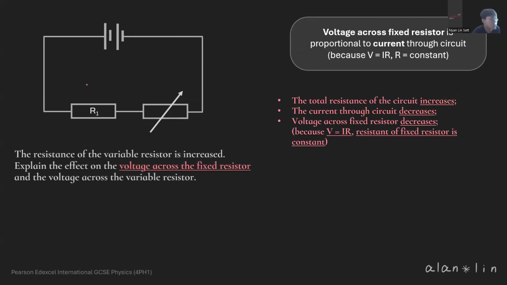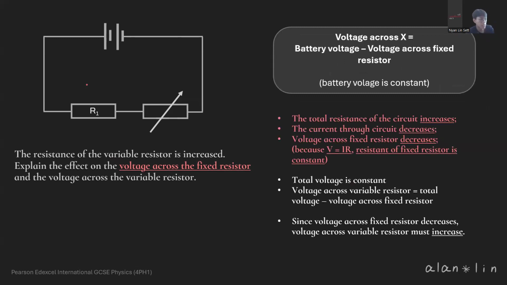What about the second part, the voltage across the variable resistor? Well, we just use the battery voltage. Battery voltage is equal to the voltage across the fixed resistor plus the voltage across the variable resistor. And if we want the voltage across the variable resistor, it is going to be the difference between the total voltage and the voltage across the fixed resistor. And because the battery voltage is constant, this one has gone down, so this one will have to go up. And therefore, the voltage across the variable resistor has to increase.